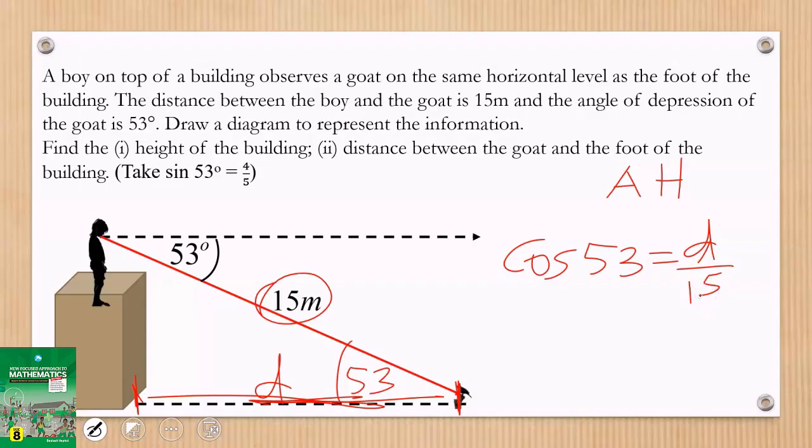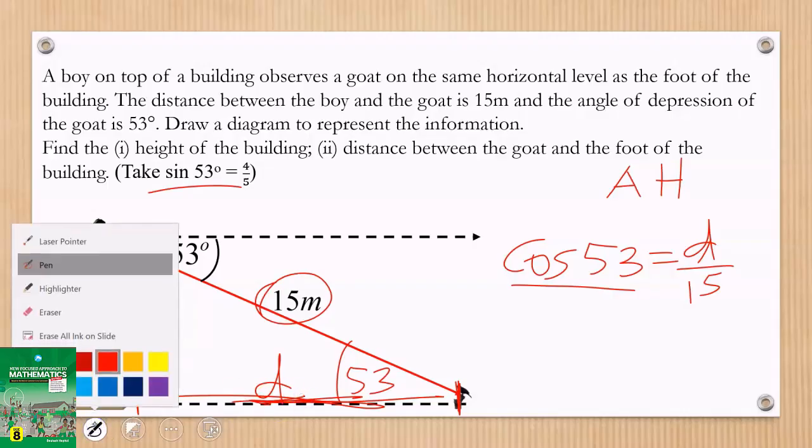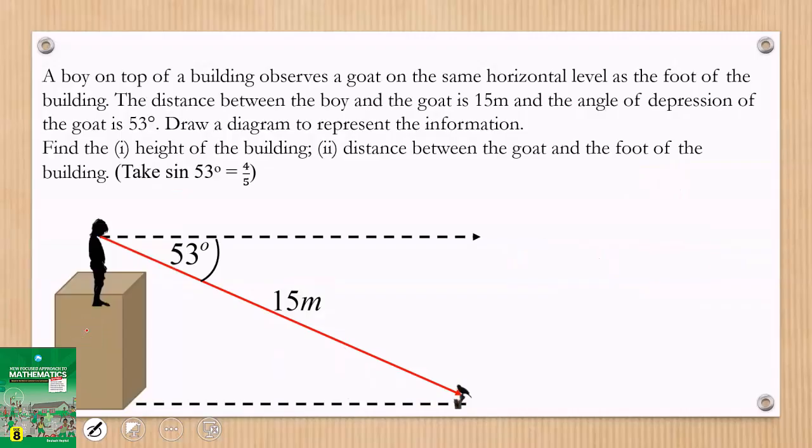But unfortunately, we don't have cos 53 given to us in the question, like they gave us the sine, and so it won't be appropriate to use the cos. Since we know our opposite to be 12, which is the height, we'll rather go for the Pythagoras theorem to find D, because we know the hypotenuse, we know the opposite side, we want to find D. So instead, we go like this. Hypotenuse squared, 15 squared, is equal to 12 squared plus our D squared. That is the easiest way out.